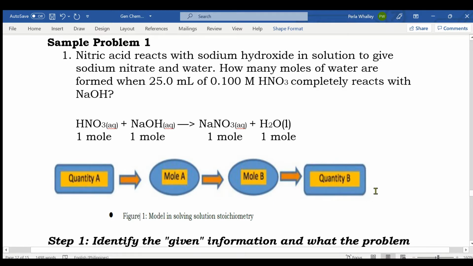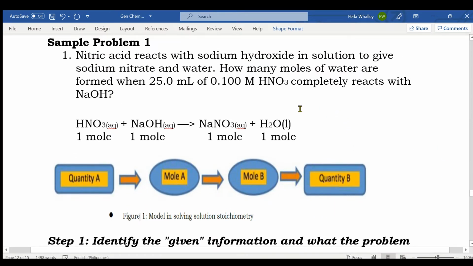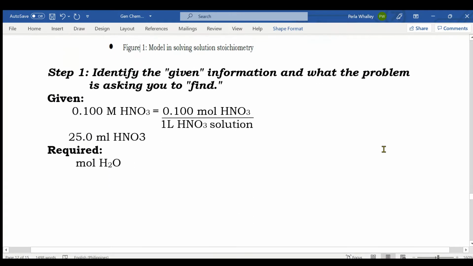Step 1. Identify the given information and what the problem is asking you to find. So, how many moles of water, that is what is being asked. And the given: 25.0 mL of 0.100 M HNO3. And of course, the molarity is 0.100 M of HNO3. So these are our given.